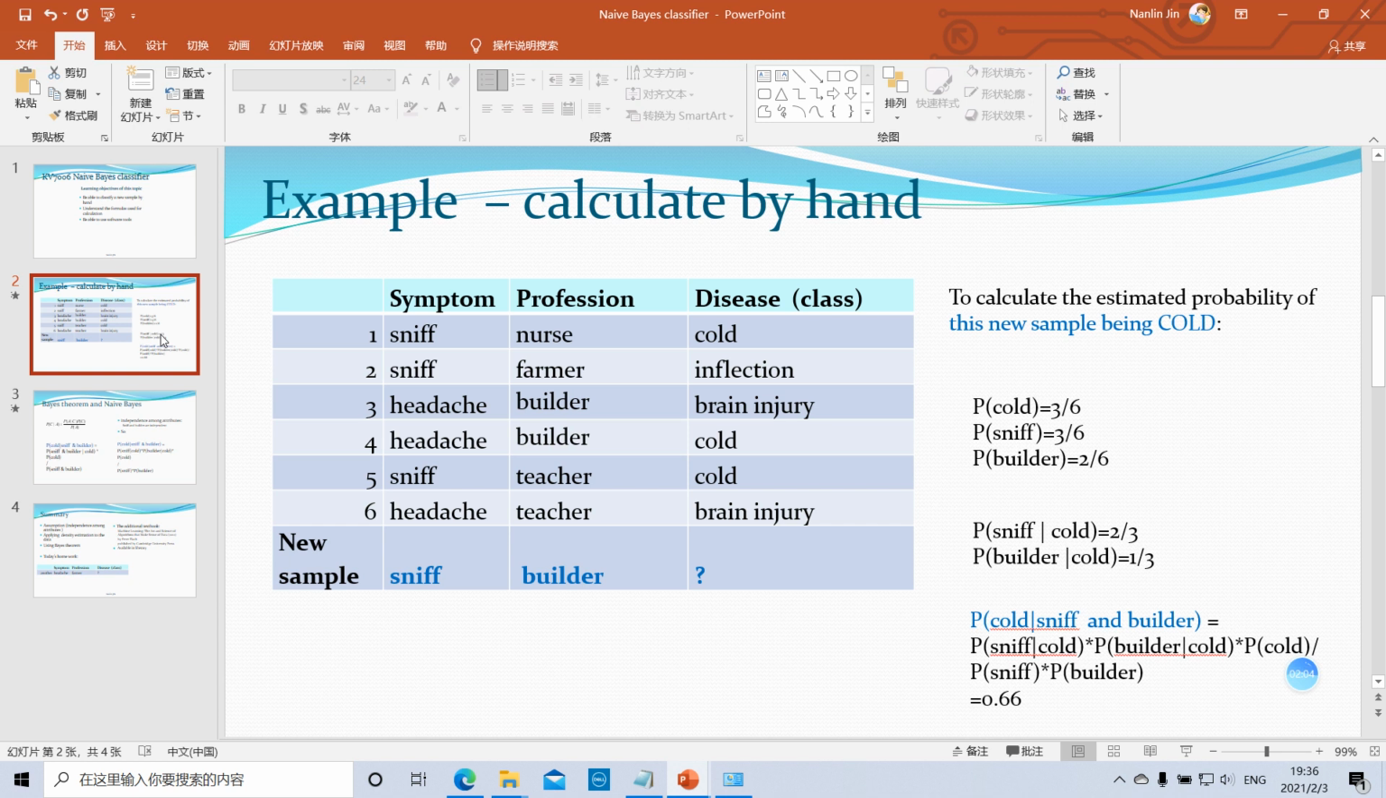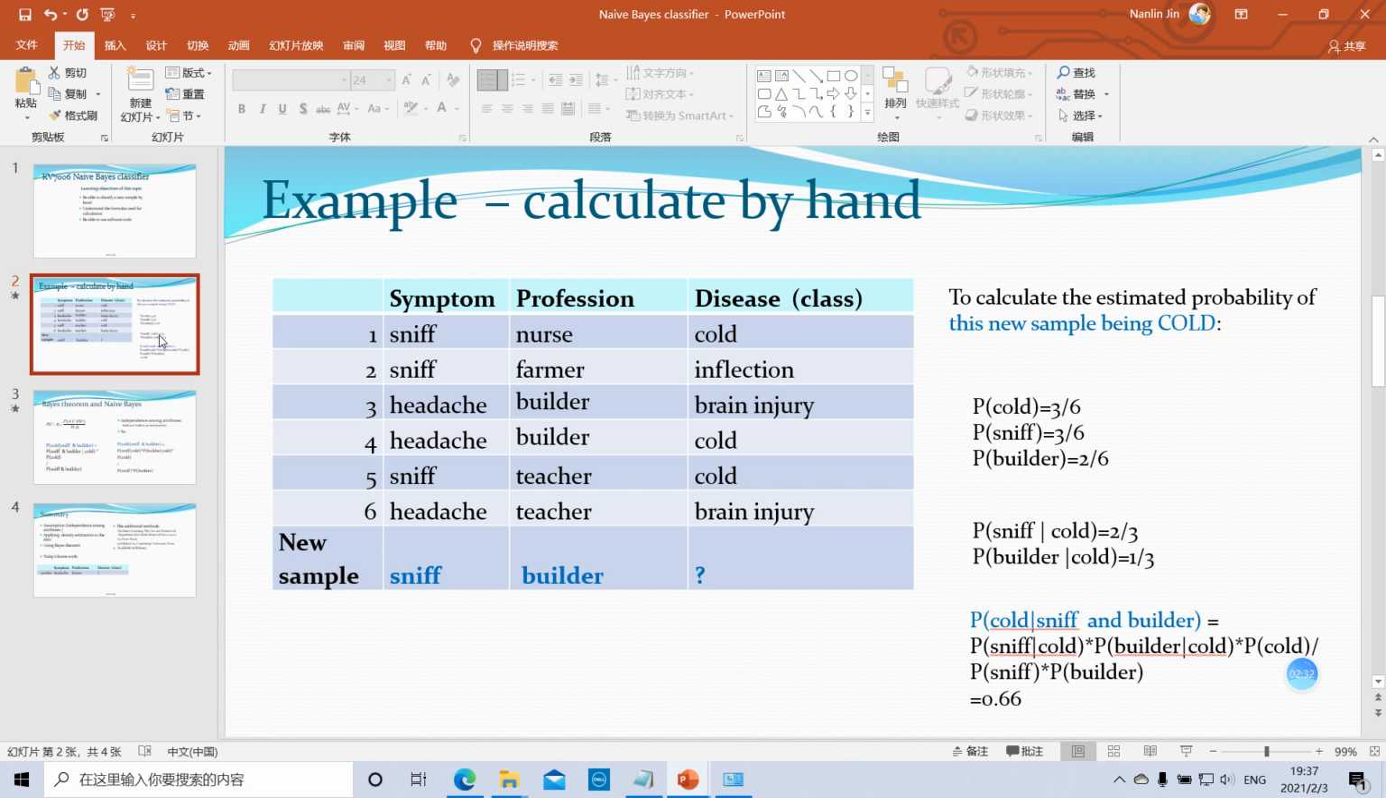Of course, this is a simplified example. In fact, in the real world it should be more complicated. So 2 features: one has 2 values, another has 4 values. The disease is the class, which has cold, infection, brain injury, and so on, 4 values of this class.